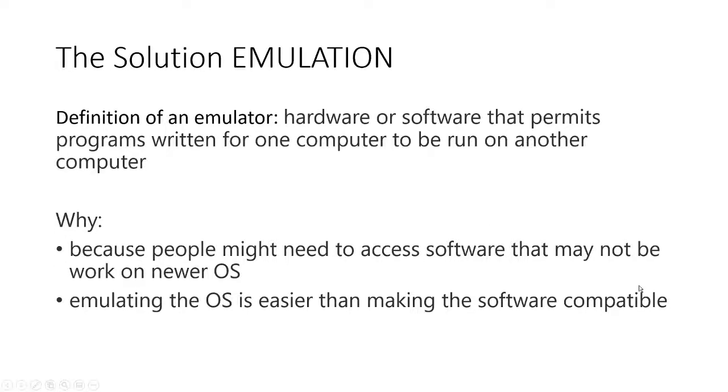And what is the solution to this issue? Emulation. The definition of an emulator is hardware or software that permits programs written for one computer to run on another computer. Why may this be? Because people may need to access software that may not work on newer operating systems, and emulating the OS is easier than making it software compatible.